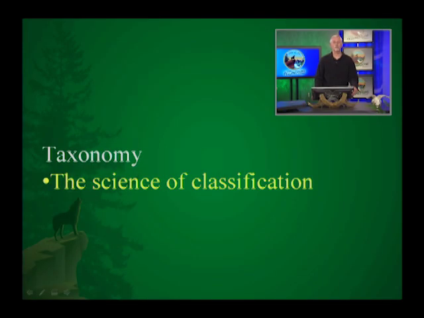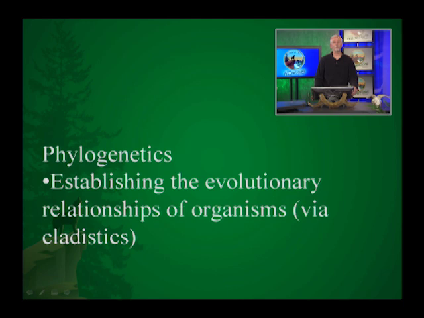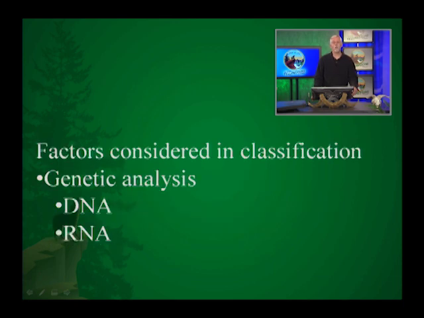And as we consider classification, what we're really going to be interested in is what's known as phylogenetics. And in phylogenetics, it's all about establishing the evolutionary relationships of organisms through an approach known as cladistics, which I'll be discussing later. So when we're classifying, I want to go through kind of a quick overview of some of the kinds of characteristics that we look at in trying to establish the evolutionary relationships in organisms.